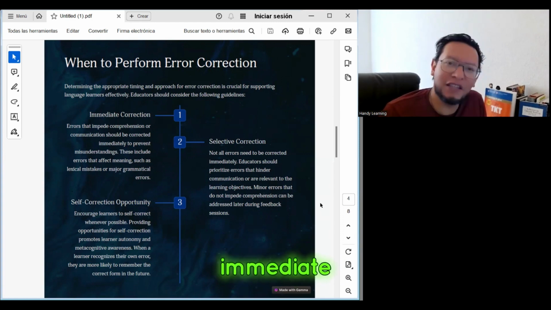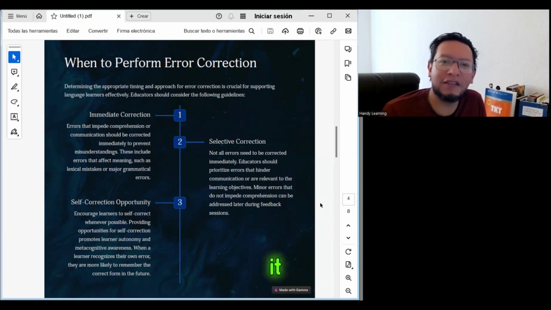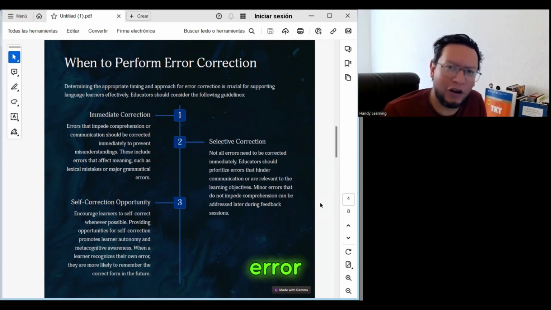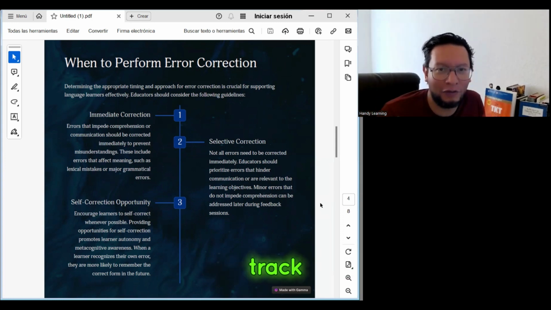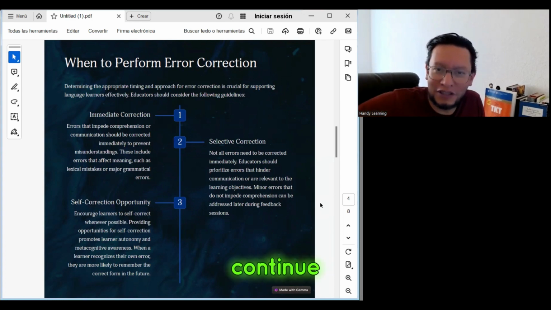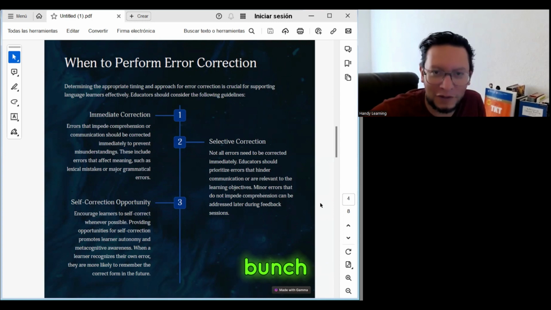But let's see, immediate correction is, as it says, the student makes an error or a mistake, and we immediately interrupt to correct with whatever technique we have, but we do it immediately. Advantages, the student can be aware in the moment that he made a mistake, so he can correct it. Disadvantages, the student can lose track of what he was saying and not make only one mistake, but he will continue to make now a bunch of mistakes.